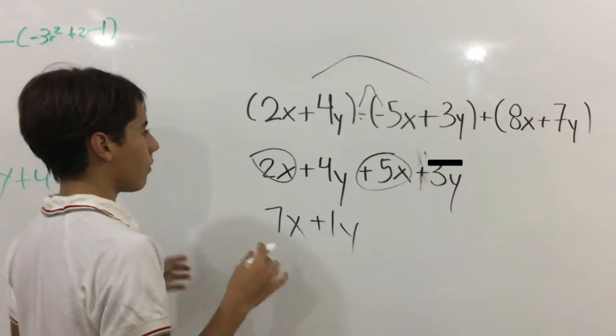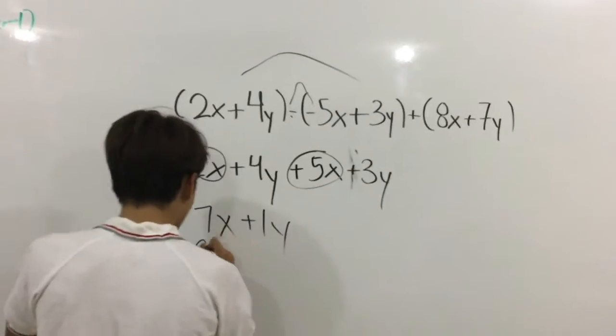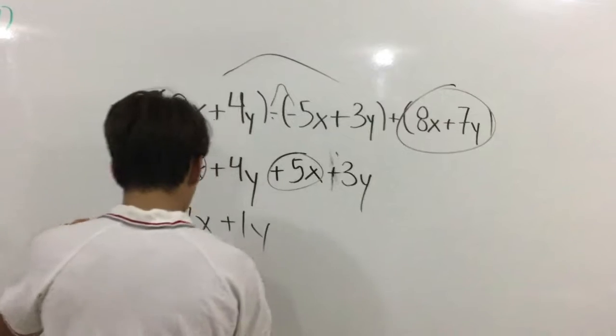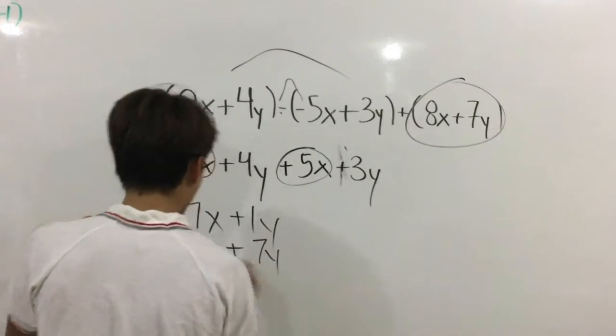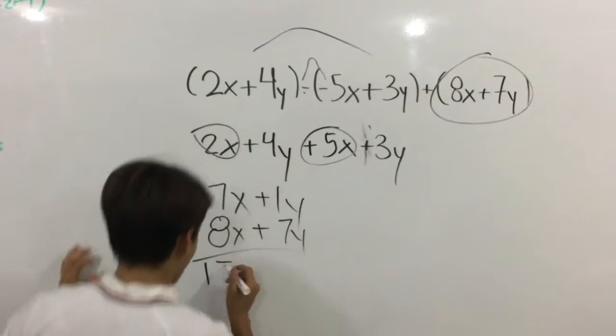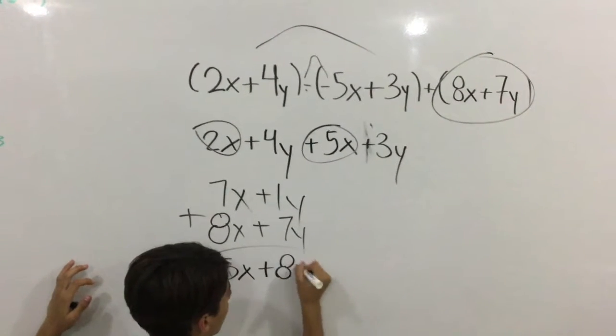Now we have the first answer, which we combine with the other binomial. So it would be 8x, this binomial, plus 7y. And it is an addition, so it would be 15x plus 8y.